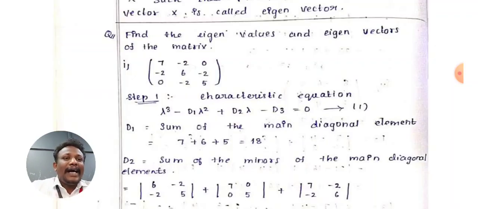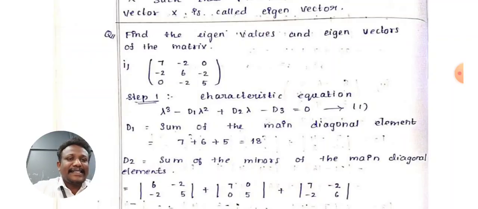Find the eigenvalues and eigenvectors of the matrix 7 -2 0, -2 6 -2, 0 -2 5. So here we have a 3 by 3 matrix, and we need to find its eigenvalues and eigenvectors. There are three steps. In step 1 we need to find the characteristic equation.